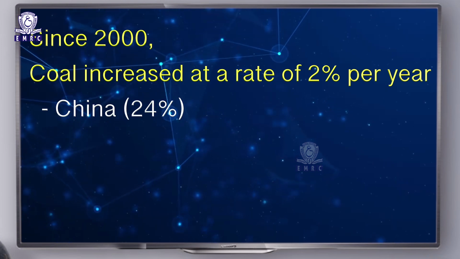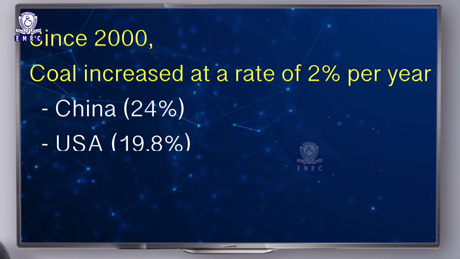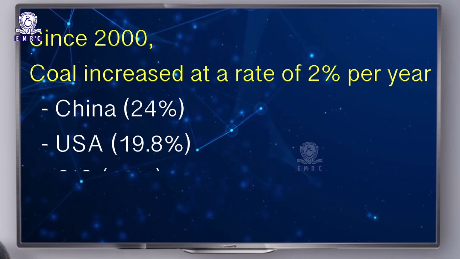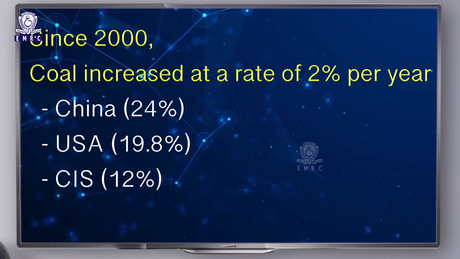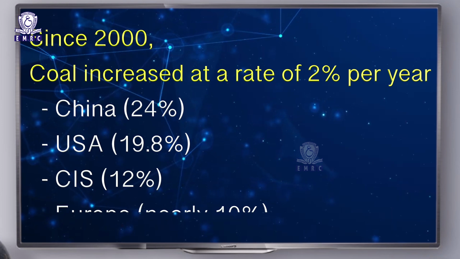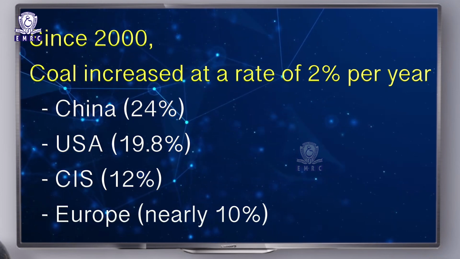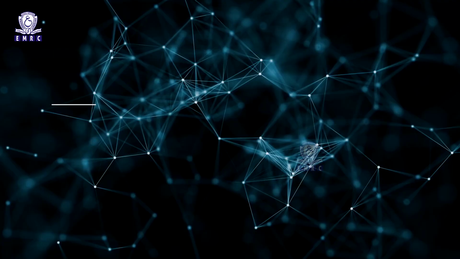The consumption rate is highest in China, close to 24%, followed by USA, 19.8%, CIS, 12%, and Europe, approximately 10%. Contrary to popular belief that international trade of coal is now declining, it has practically increased 60% since 1980. The major exporters include Australia, USA, South Africa, Poland, etc.